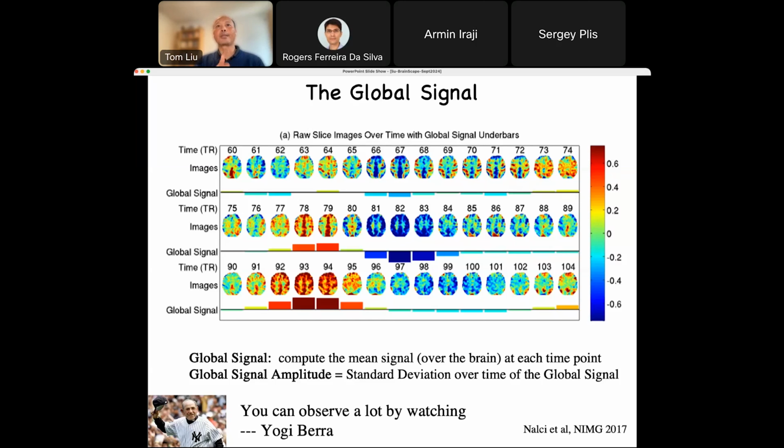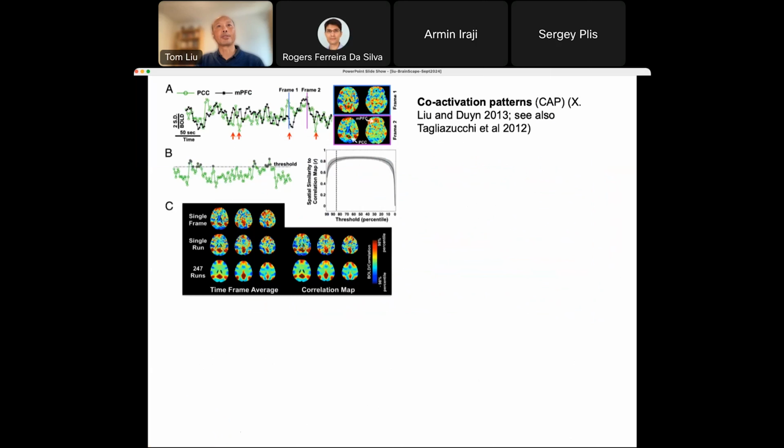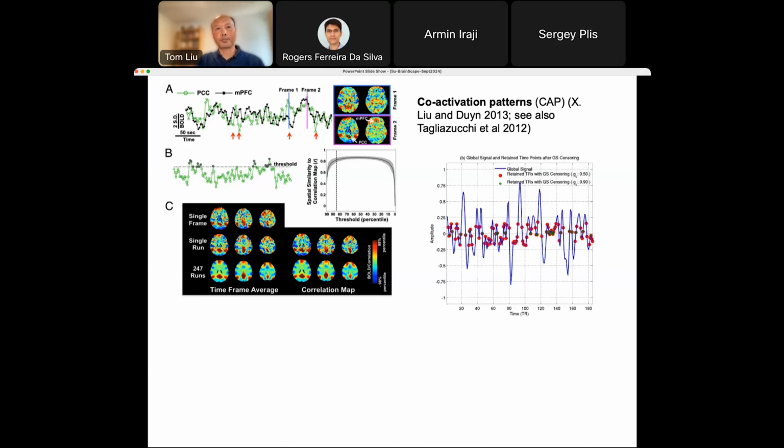And so this idea that the global signal has this sort of time characteristics is something you might want to take into account. In fact, this is very much related to the concept of co-activation patterns from Xiaolu and Jeff Dunn at the NIH, where they found that if you do a typical correlation map, you get this. But if you simply take the time average of points where the PCC signal is high, you get something very similar. So the idea is that correlation tends to be dominated by points in the time series that are very high, and that's what determines your correlation.